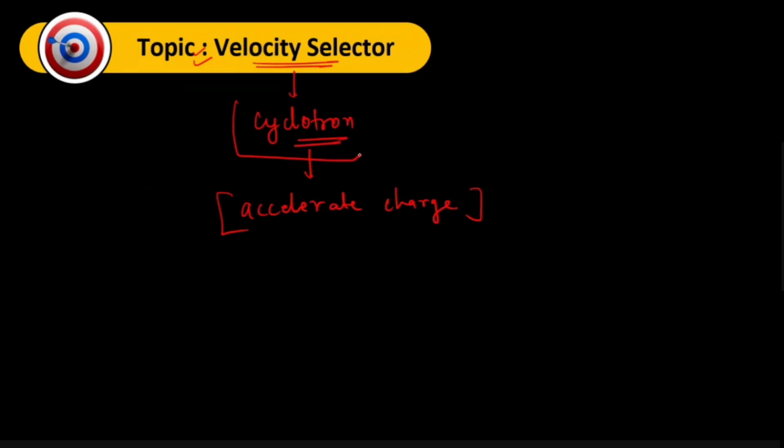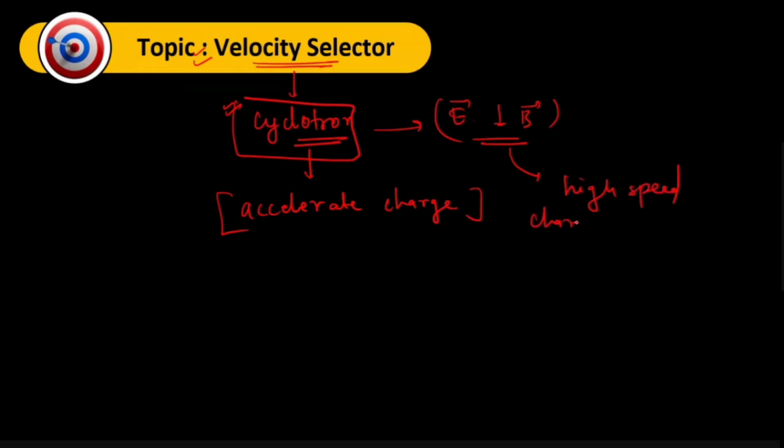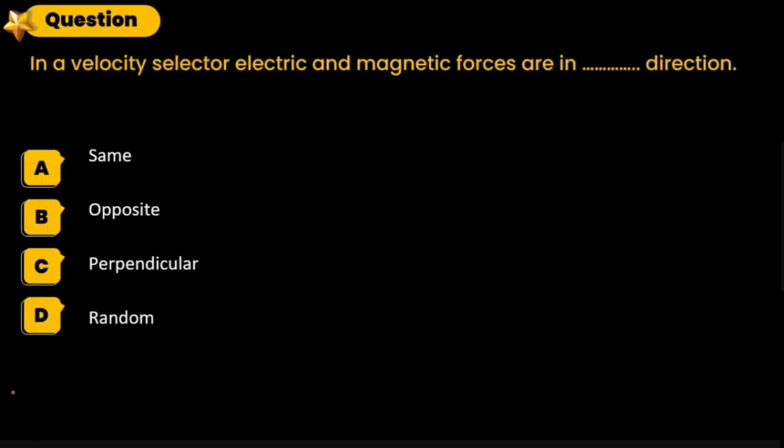And here, in order to understand, we need to look at the cyclotron. So in the cyclotron, the electric field must be perpendicular to the magnetic field, and because of that only we are able to produce high speed charged particles. So in the velocity selector, the electric and magnetic forces are in perpendicular direction. That is something you need to understand.